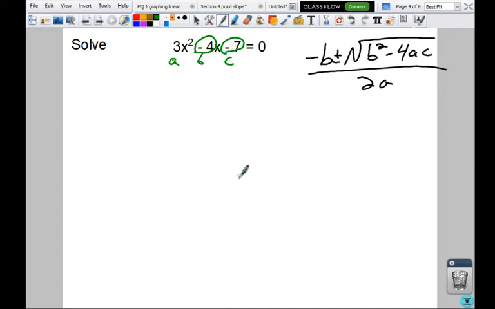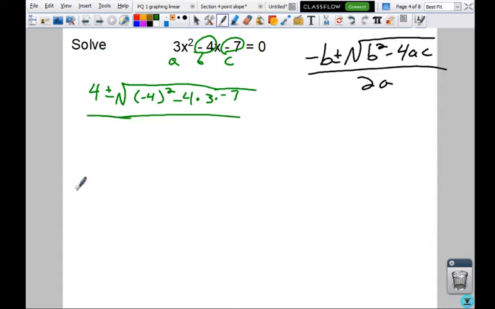Thomas, what are we going to do next? Put the numbers in. All right, so what's it going to look like when I put them in? Don't solve anything, just plug them in. Negative 4 plus or minus the square root of negative 4 squared. Now let's put the negative 4 in parentheses, that way when you plug it into Desmos, it gives us the right answer. Minus 4 times 3 times negative 7. And then the whole thing is going to be divided by 2 times 3.